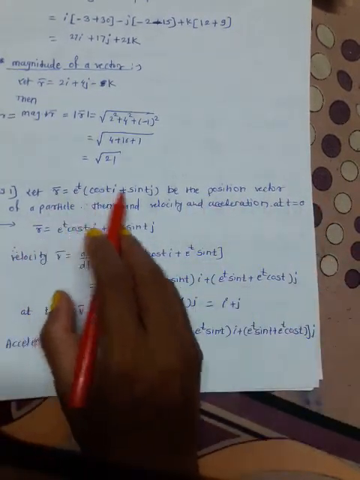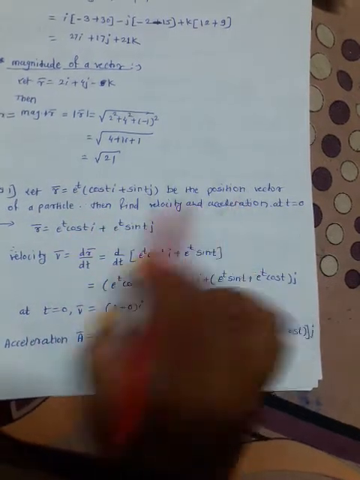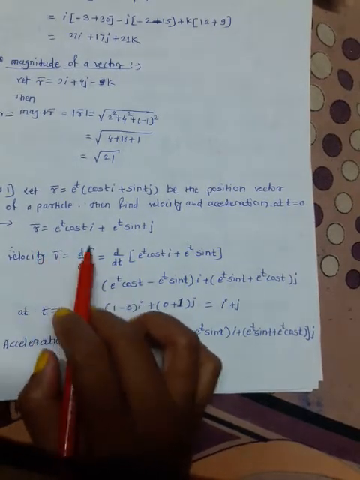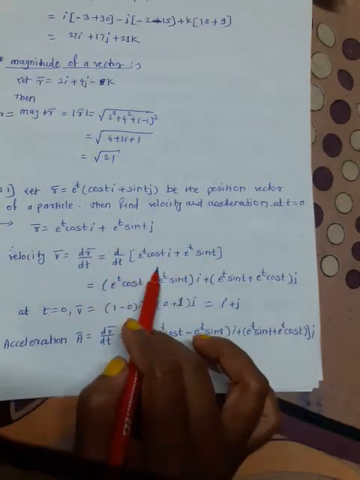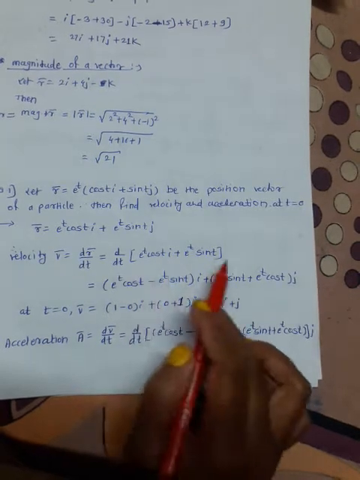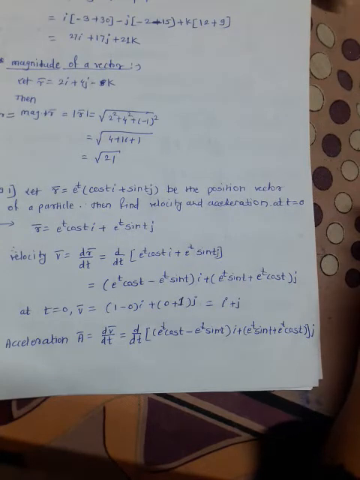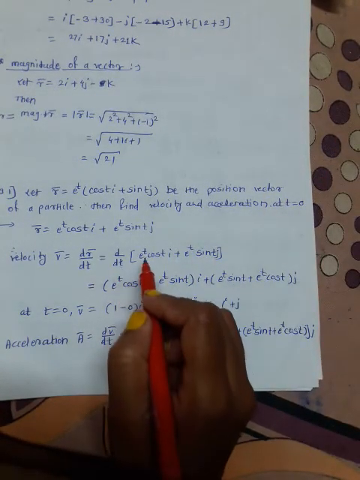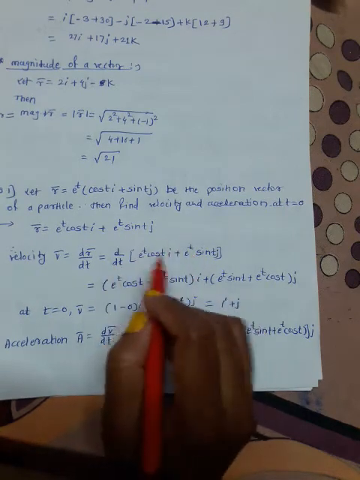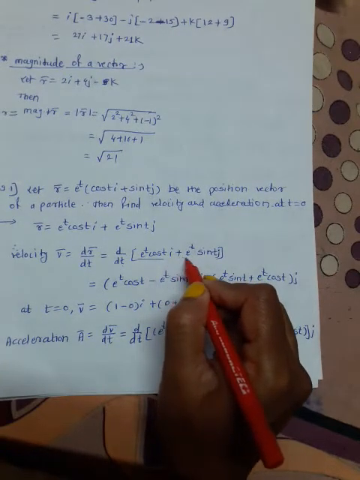Let R bar be equal to, taking e raised to t inside the bracket, e raised to t cos t i plus e raised to t sin t j. Now we know the velocity vector v bar is defined as the derivative of the position vector, dr bar by dt. Now take the derivative of this R bar as it is. In this addition, i, j, k are unit vectors, so treat i, j, k as constants, because we take the derivative with respect to t. Except t, everything is constant. Now we take the derivative of this term plus the derivative of the next.